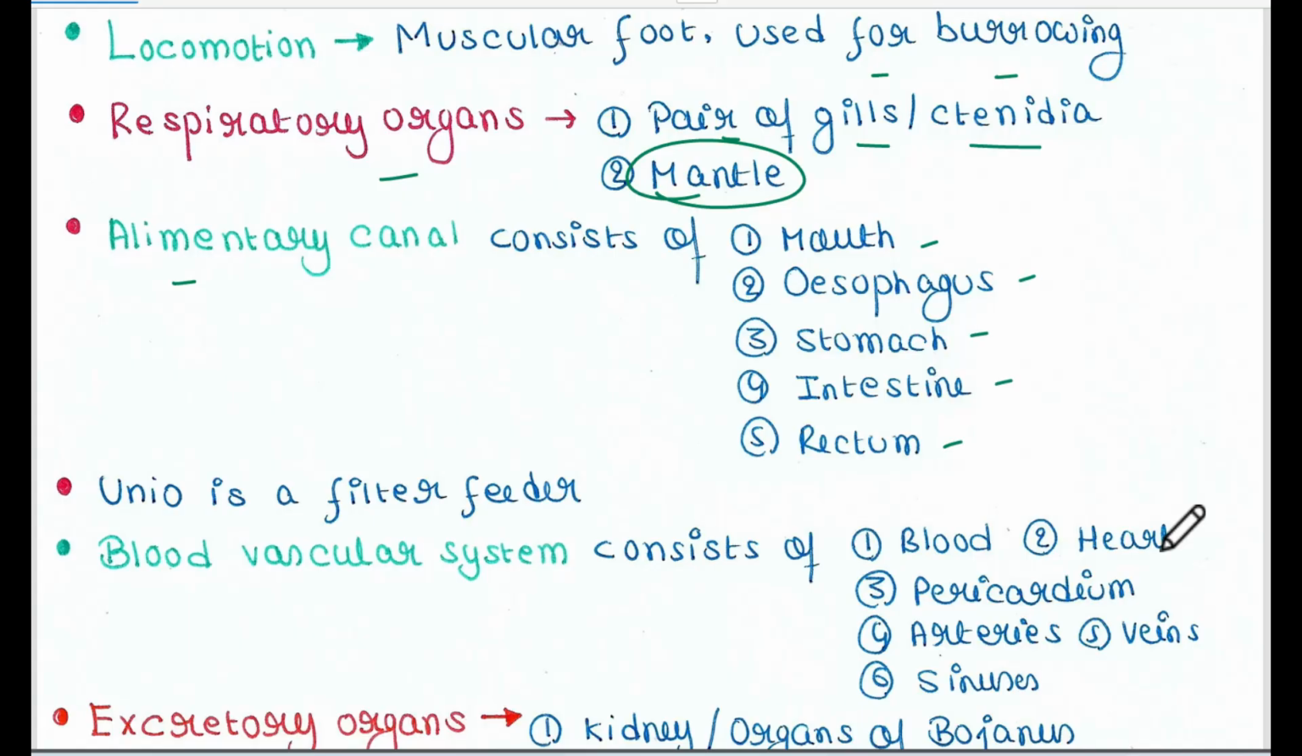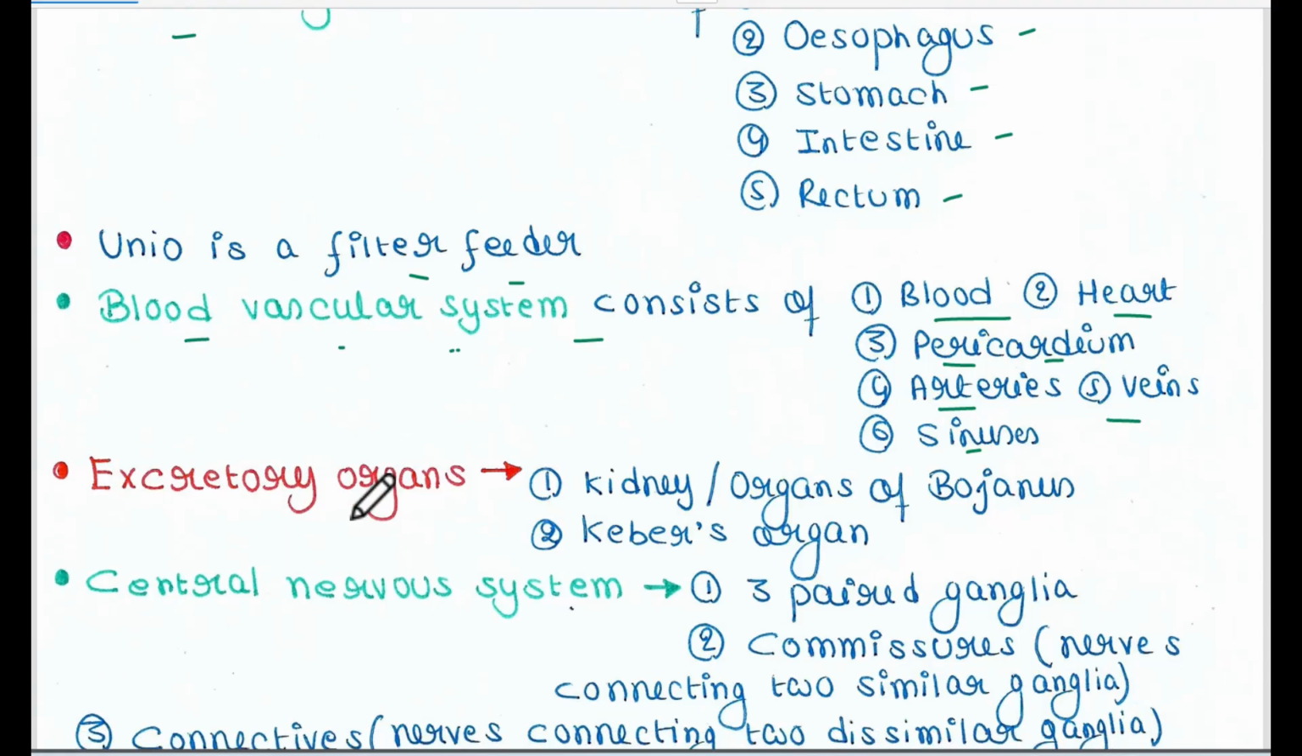And Unio is a filter feeder. Now, what is a filter feeder? Basically, a filter feeder obtains its food by filtering particles from water. Now, the blood vascular system is present, which consists of blood, then heart, then pericardium, then arteries, veins, and sinuses. The excretory organs are basically the kidney, known as the organ of Bojanus, and then Keber's organ. These two are the excretory organs.